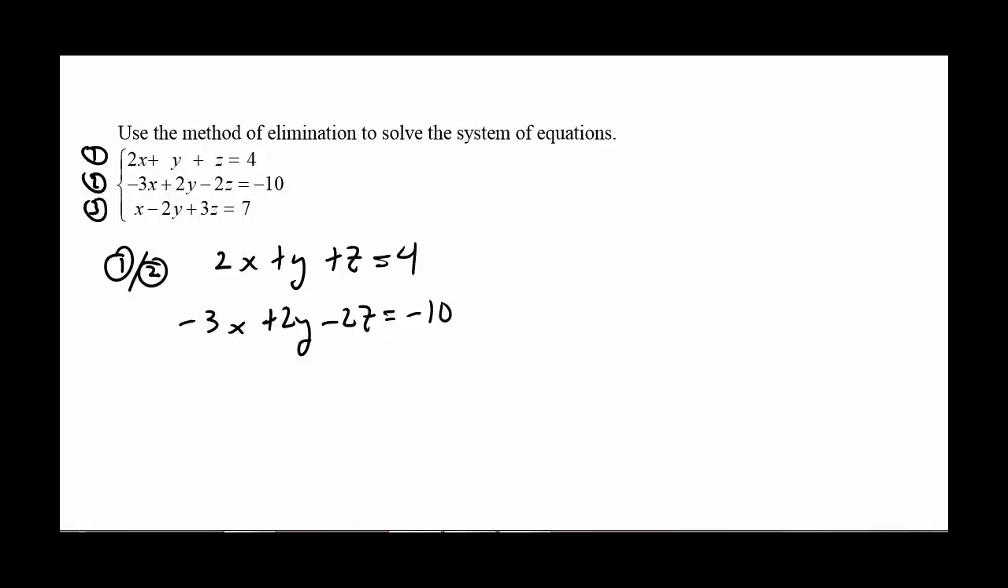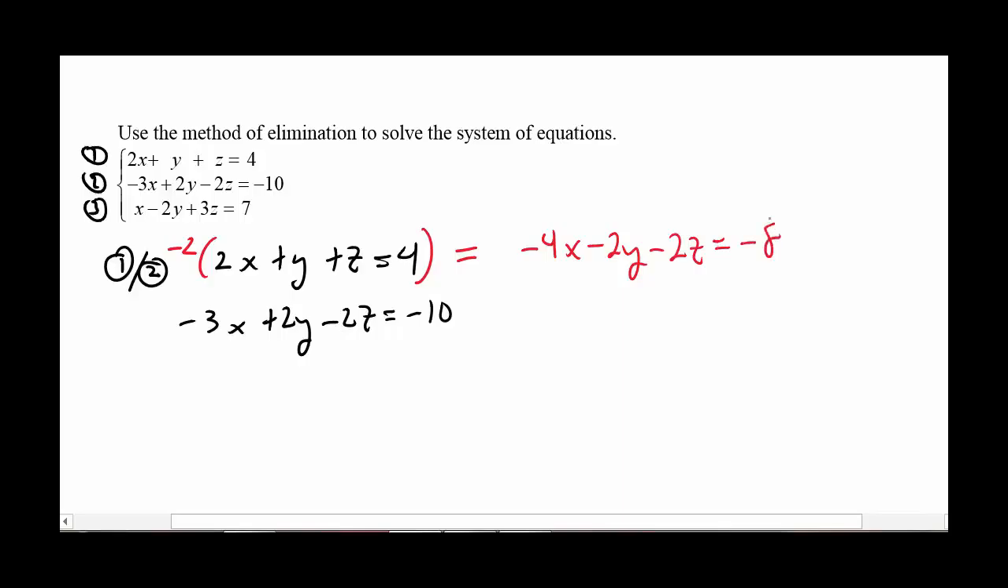I need to multiply the top equation by negative 2, and that will allow the y variables to eventually cancel out. So let's multiply that out. I get negative 4x minus 2y minus 2z equals negative 8. Then we'll bring over the bottom equation: negative 3x plus 2y minus 2z equals negative 10.